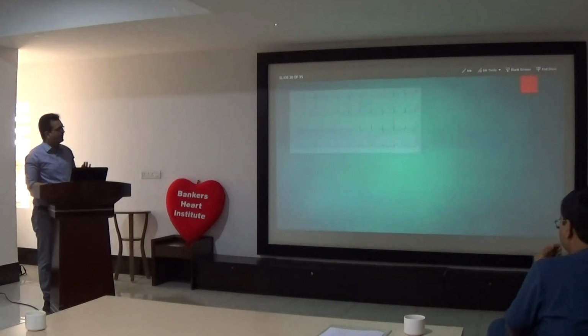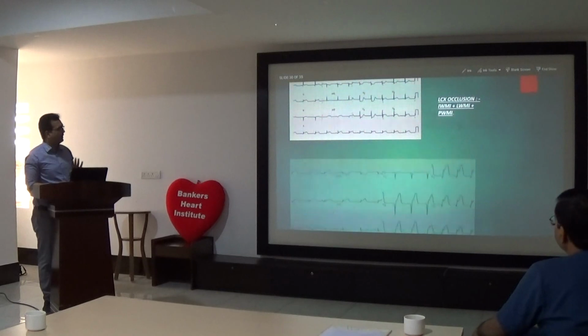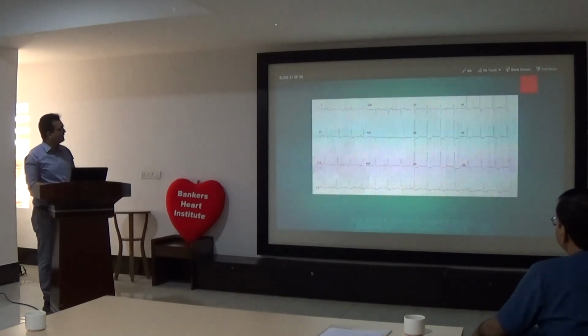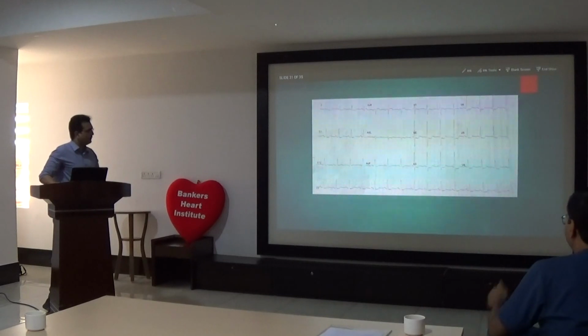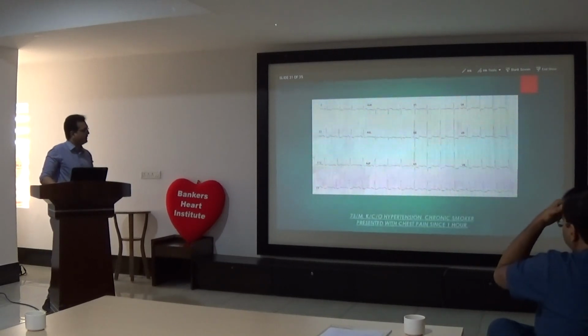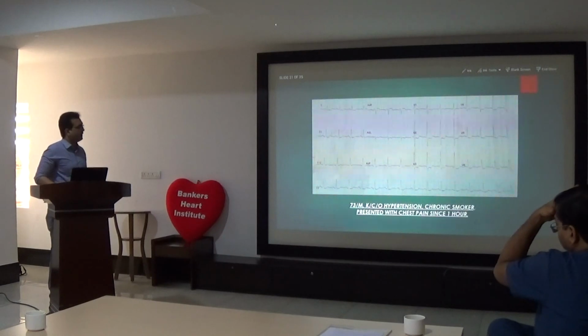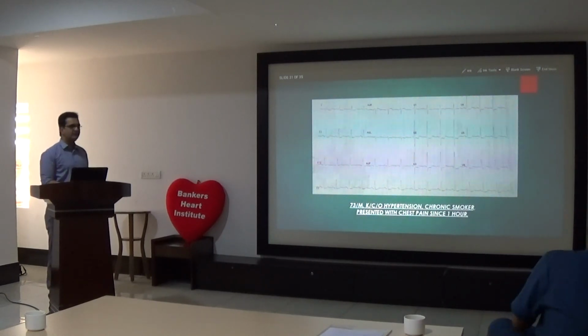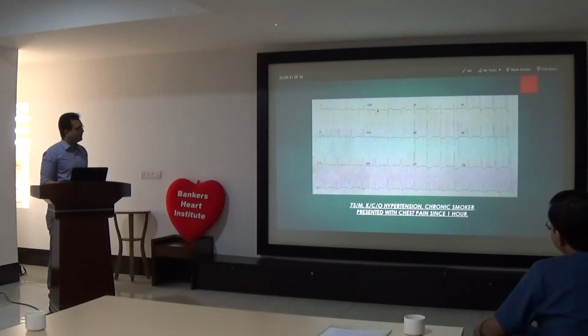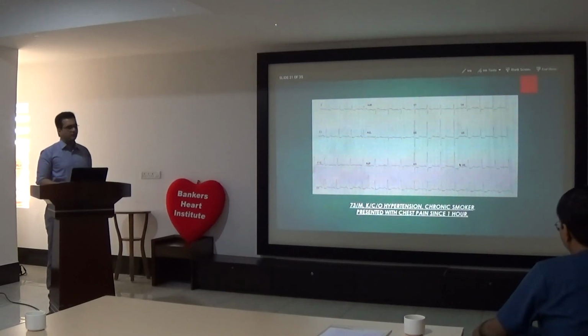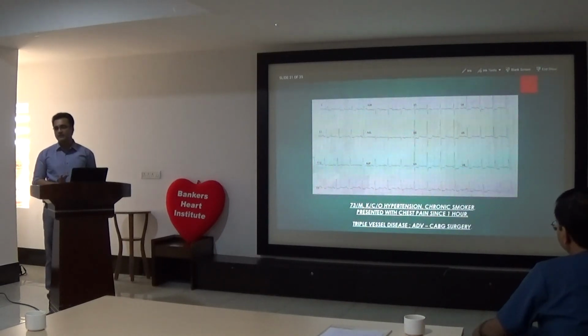These ECGs, as I already discussed, localization of MI in case of inferior as well as anterior leads. So this is an ECG of a patient, a recent ECG, a 73-year-old male, known case of hypertension, chronic smoker. He presented with chest pain since 1 hour. There is significant ST elevation seen in lead AVR, along with ST depression seen in all other leads, that is the inferior as well as the anterolateral leads. On angiogram, the patient had triple vessel disease and he was advised coronary artery bypass surgery.